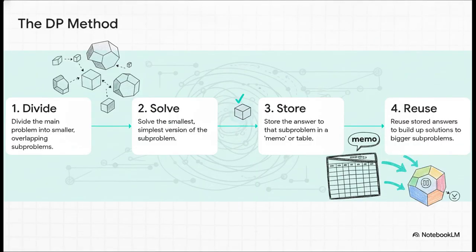So the whole method really boils down to 4 key steps. 1, you divide the problem. 2, you solve the smallest, easiest pieces. 3, and this is the real magic here, you store that answer in a table. Programmers call this memoization. And 4, you just reuse those saved answers to build up to the final solution. Let's see how this actually works with our 3 cases.